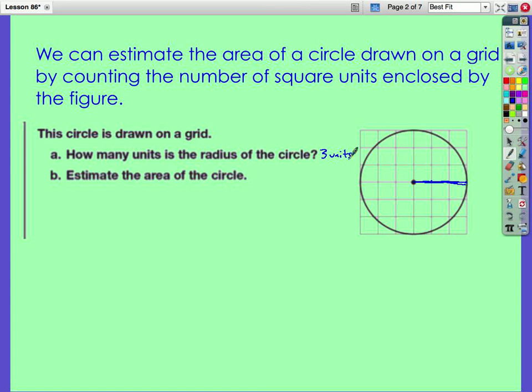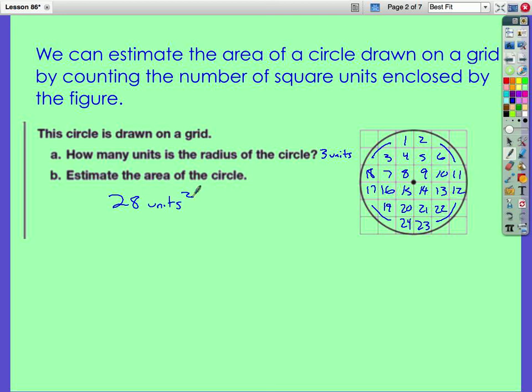Now it says to estimate the area of the circle. What we can do is count how many squares we have inside. I'm going to use the ones that are pretty much full and count them as a full square. So 1, 2, 3, 4, 5, 6, 7, 8, 10, 11, 12, 13, 14, 15, 16. So I had 24 full ones. Now I have some half ones. We'll go 25, 26, 27, 28. So the area of the circle is about 28 square units.